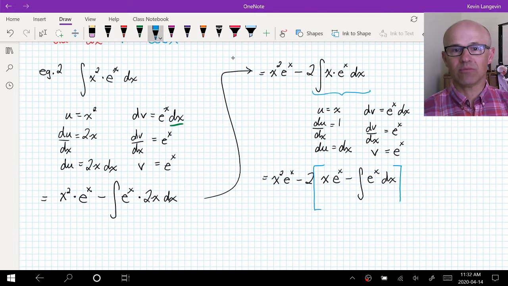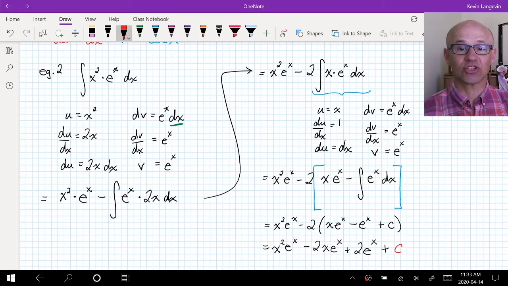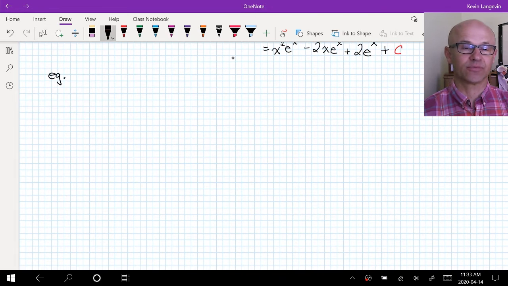U times v minus the integral of v du. I follow through with that. The 2 will need to be multiplied in my final step. And when I do, please remember that a constant c, if I multiply it by another constant like 2, is still just a constant, so we can just leave it as a c, pretending that it's a different constant.